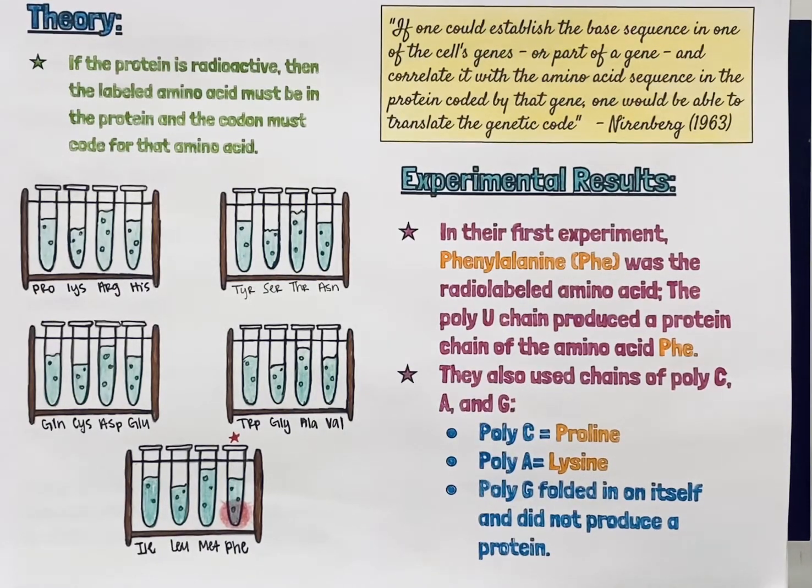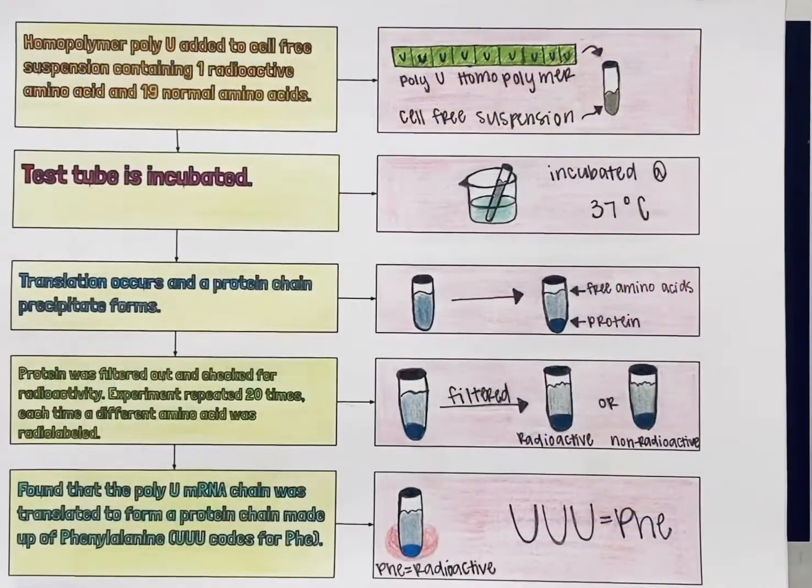They also used chains of poly-C, poly-A, and poly-G. Poly-C produced proline, whereas poly-A produced lysine, and poly-G just folded in on itself, so the results were inconclusive and it did not produce a protein. The reason they used homopolymers is because mRNA had yet to be isolated at this time.